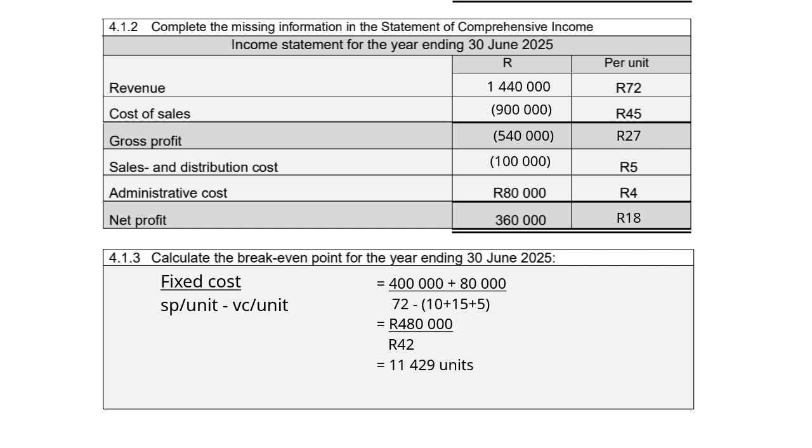So then it's 480,000 divided by 42 Rand to give you 11,429 units.